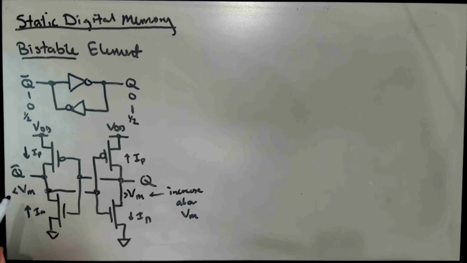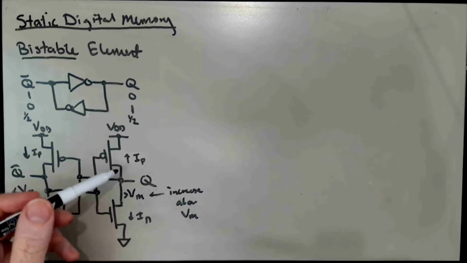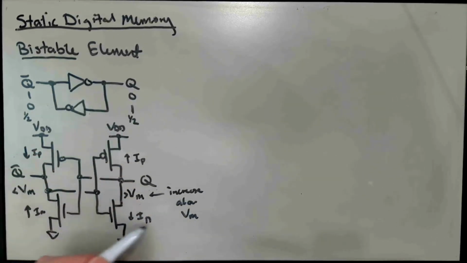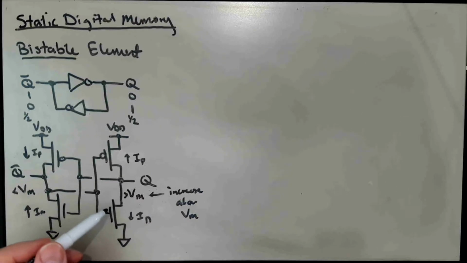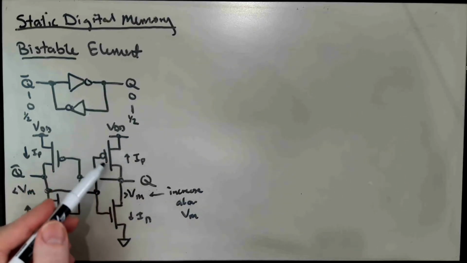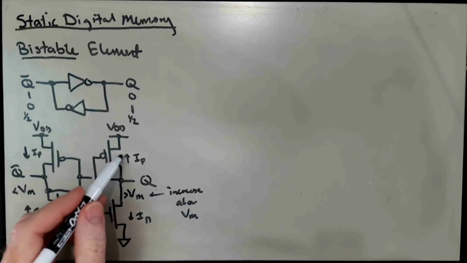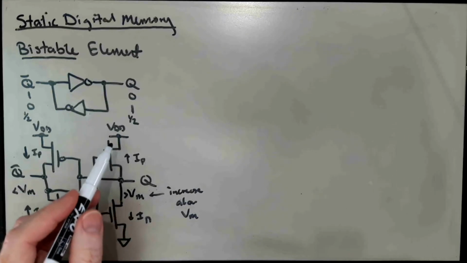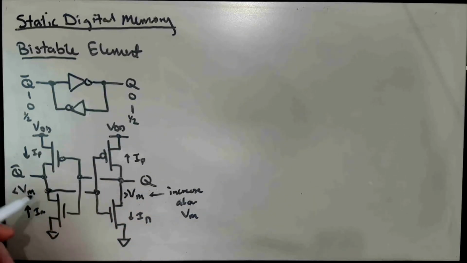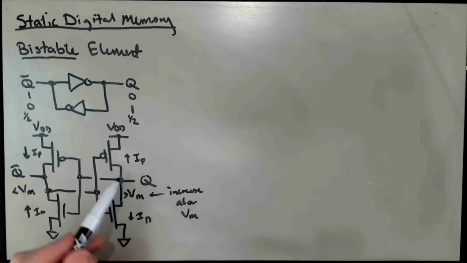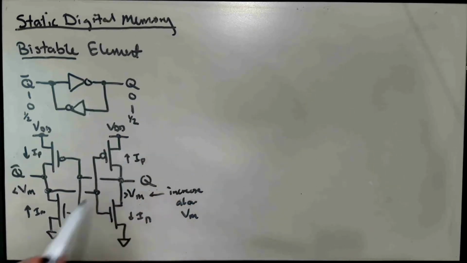And that's going to have the effect of pulling this node further up, right? We're decreasing the amount by which the NMOS transistor is pulling down and increasing the amount by which the PMOS transistor is pulling up. That means this voltage is going to go further up. It's going to actually accelerate up, and this one is going to accelerate down. So if we perturb this away from VM in the upward direction, that's going to have a tendency to send Q to the positive rail and Q bar to the negative rail.